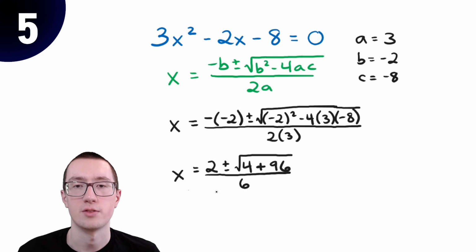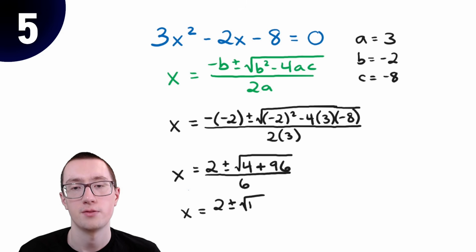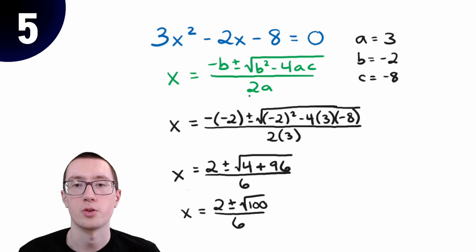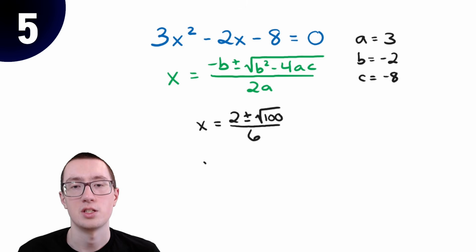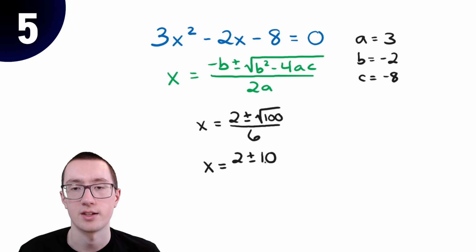And now we can simplify this even more. So 2 plus or minus the square root of 4 plus 96, which is 100, over 6. And now I'm going to go ahead and move this up so we can simplify this even more. We have 2 plus or minus the square root of 100, which is 10, because 10 times 10 is 100.